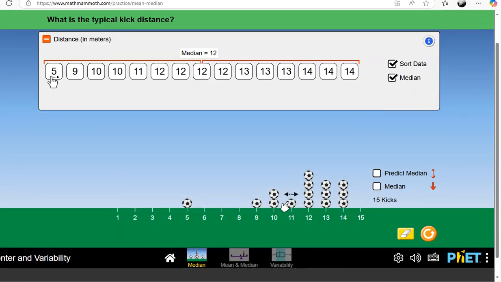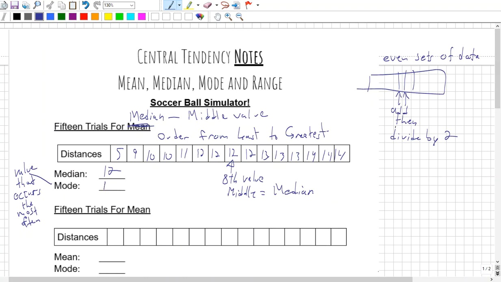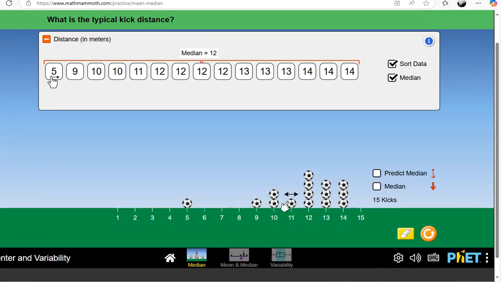So in this case, if we look at our data, we can actually look along the bottom here. We can count the numbers first. I can see right away there's more 12s than anything. There's more 12s here. I can see it's the tallest value. So 12 is the mode. It's the median, and it's also the mode.